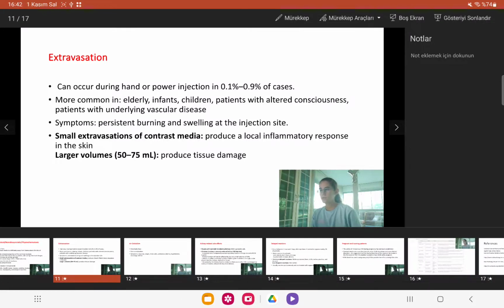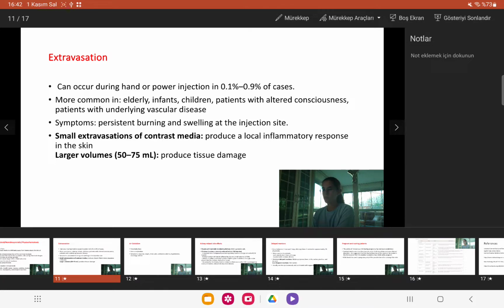Extravasation is also an adverse effect that can occur with ICM. It can occur during hand or pelvic injection in 0.1 to 0.9% of cases, although it is more commonly seen in the elderly, infants, children, patients with altered consciousness, and patients with an underlying vascular disease. The symptoms include a persistent burning and swelling at the injection site.